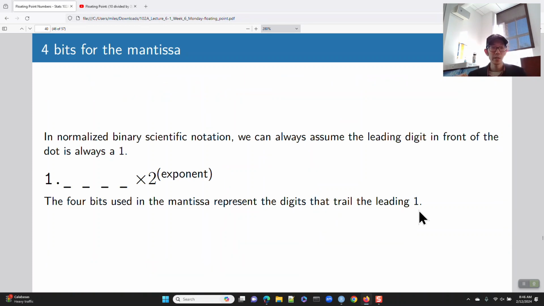Okay, and then we have 4 bits for the mantissa. We can always assume the leading digit before the dot is going to be a 1, and the 4 bits are going to fill in our mantissa. So we're going to have 1 point something something something something times 2 to the whatever exponent we have.